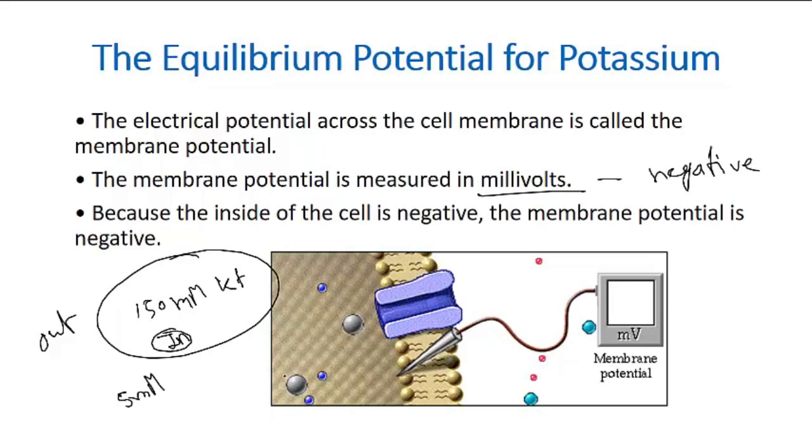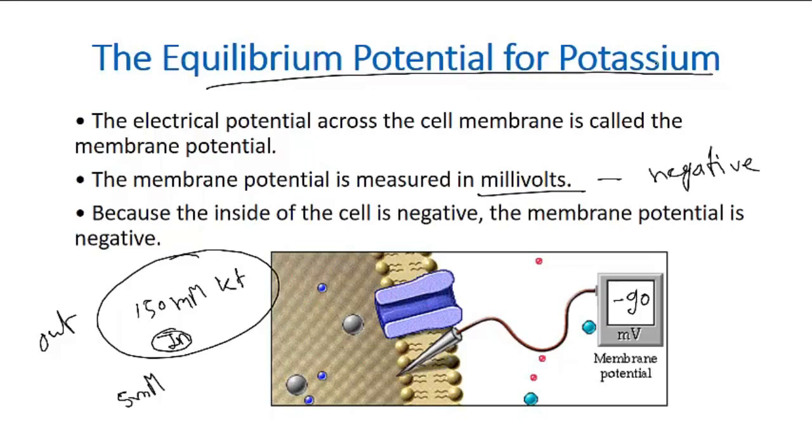At these concentrations, the chemical and electrical forces on potassium are equal and opposite when the membrane potential is balanced at minus 90 millivolts, because it's ultimately a negative value. At this membrane potential, the potassium is at equilibrium. This is known as the equilibrium potential for potassium.